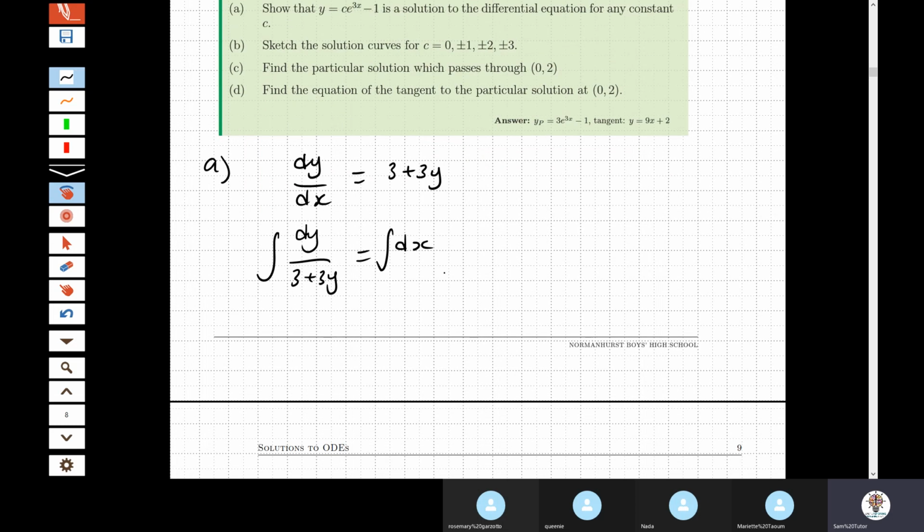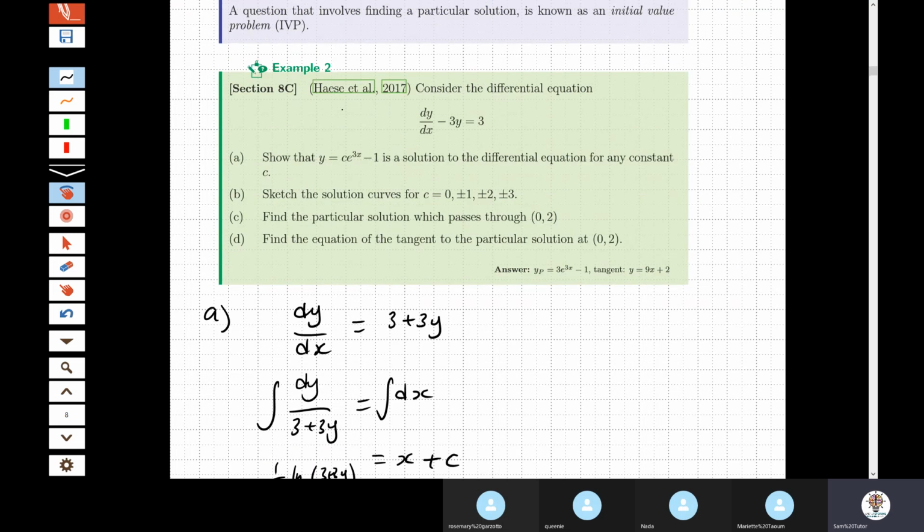What's the integral of 1 dx? X plus c. What's the integral of 1 on 3 plus 3y? Well, that's a log. So it's actually 1 on 3 log 3 plus 3y. Don't write a plus c again. You only write it once. So, continue. It says, from now on, when we say is a solution or solve, it just means integrate. So solution or solving means to integrate.